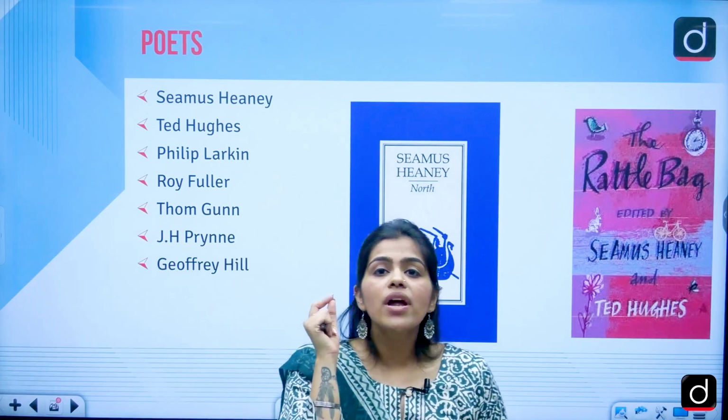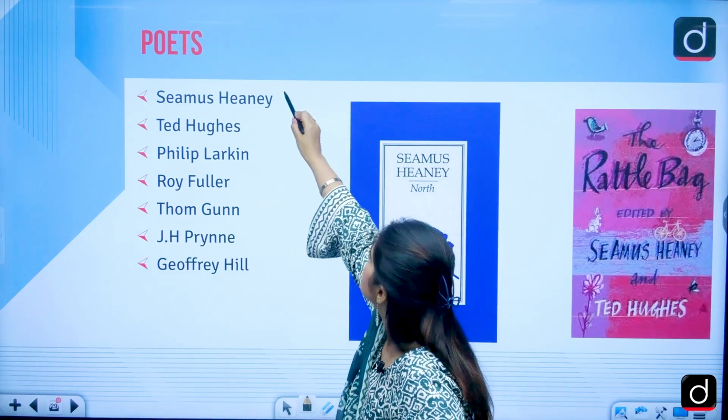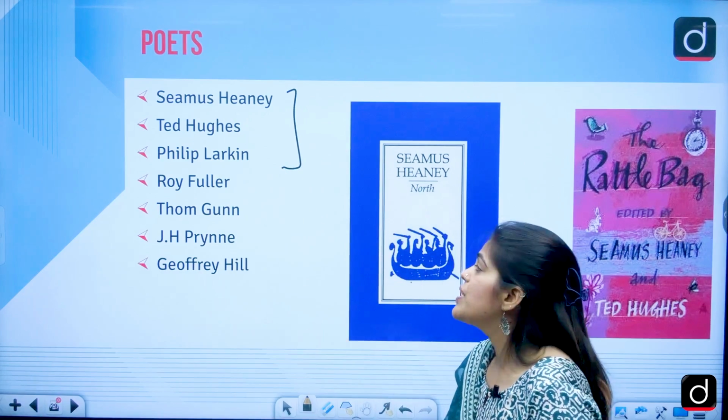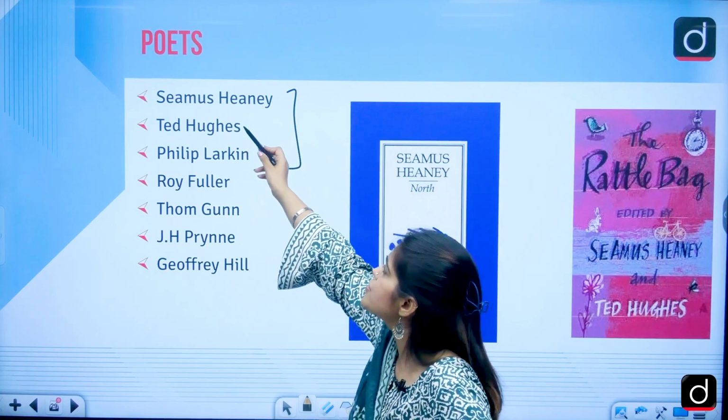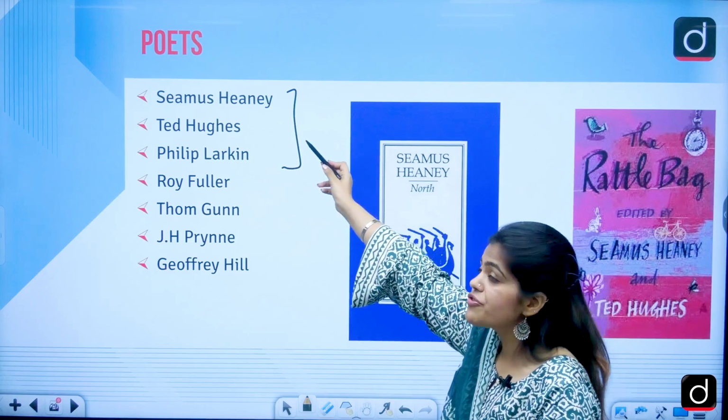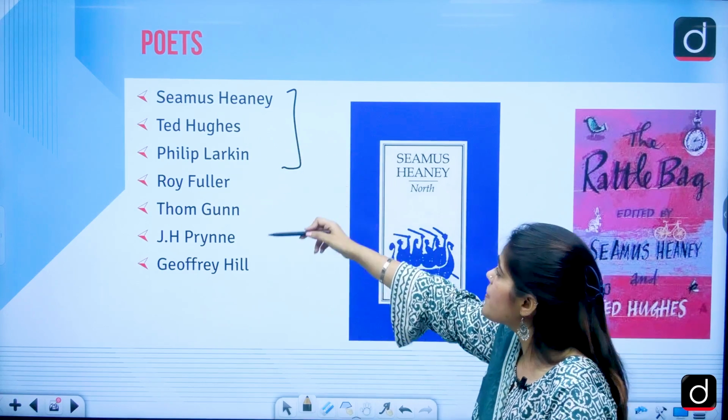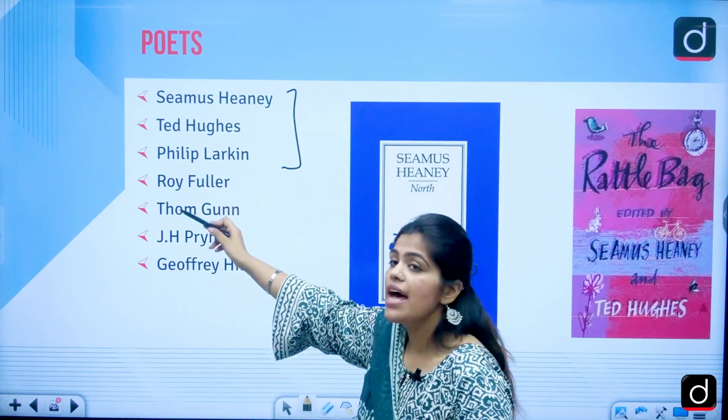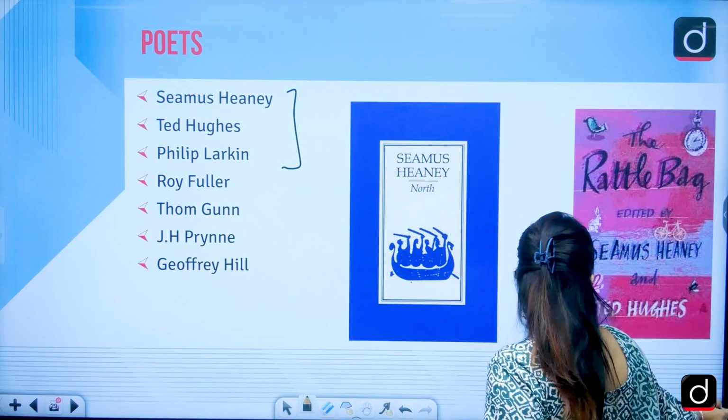Then come the poets associated with it, and these three are very important. We'll be dealing with all the texts related to Seamus Heaney, all the poetry, the bog poetry that was written by him. We have Ted Hughes and Philip Larkin.